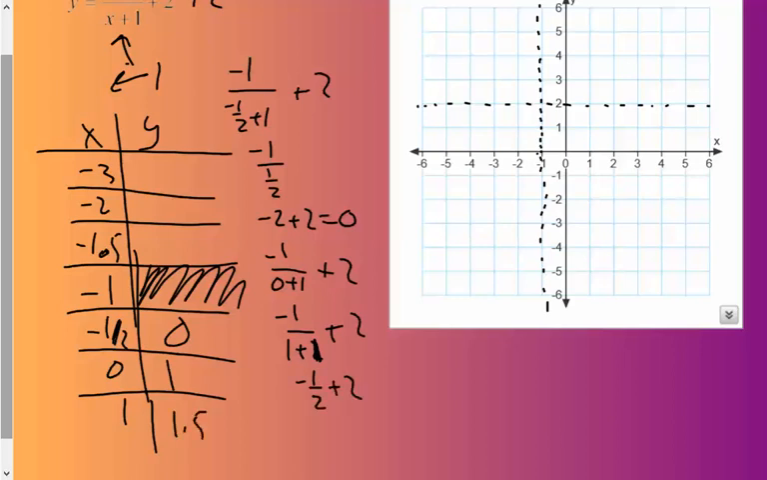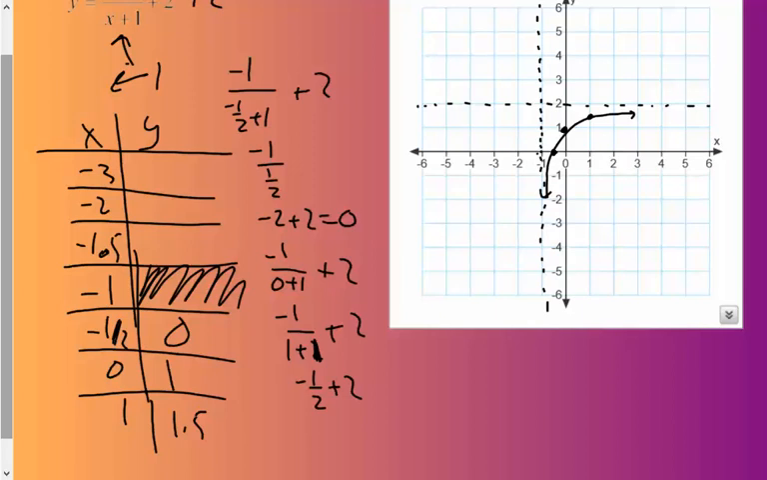I'm going to plot those points there quickly. -1/2, comma 0, 0, comma 1, and 1, comma 1.5. And you can see there, those points are nestled nice and neat into the asymptote.